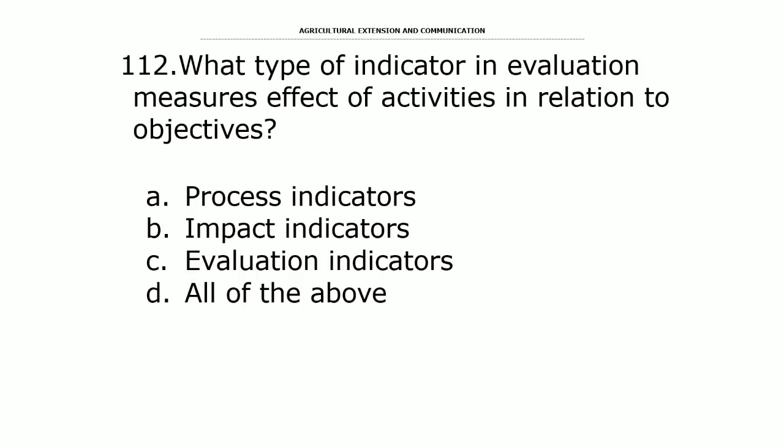Number 112. What type of indicator in evaluation measures effects of activities in relation to objectives? A. Process indicators. B. Impact indicators. C. Evaluation indicators. Or D. All of the above. The answer is all of the above.